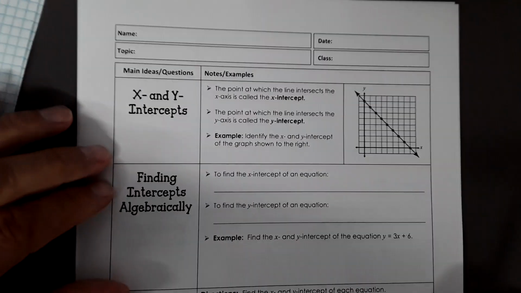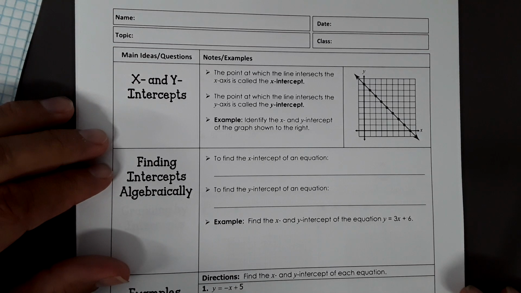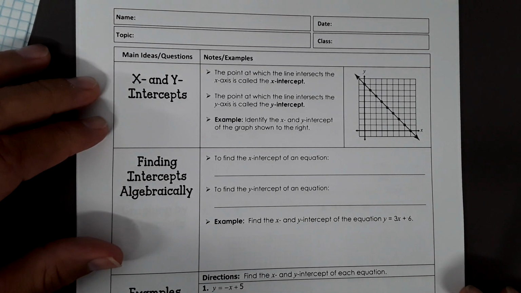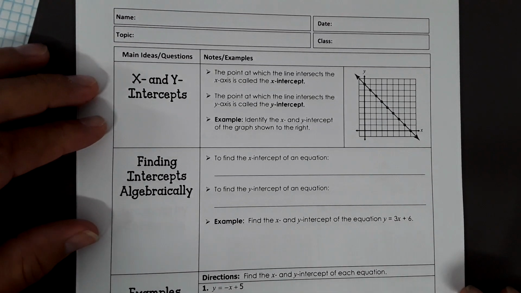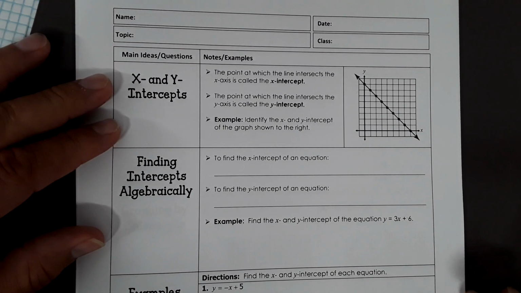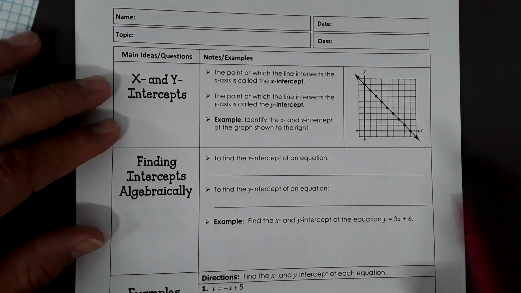Okay, so last week we talked about the slope of a line and counting points, rise over run, or if you were given two ordered pairs, then you use the slope formula. Today we're going to talk about the x and y intercepts, or the point where a line crosses each axis.